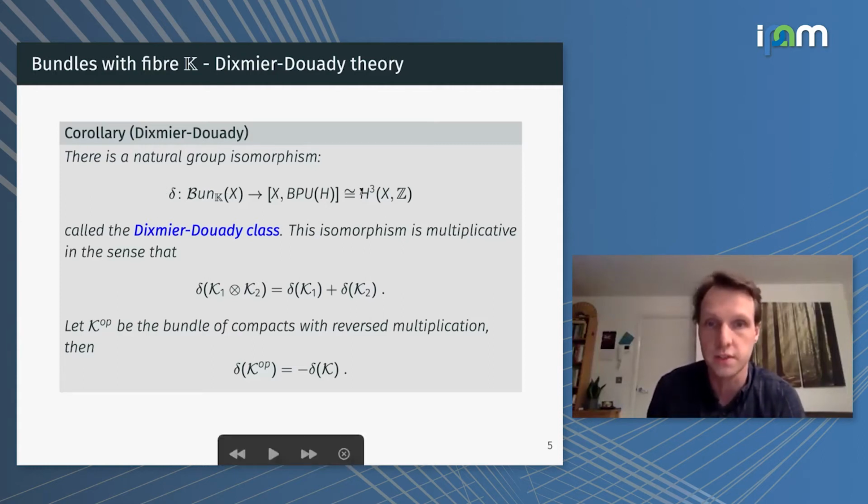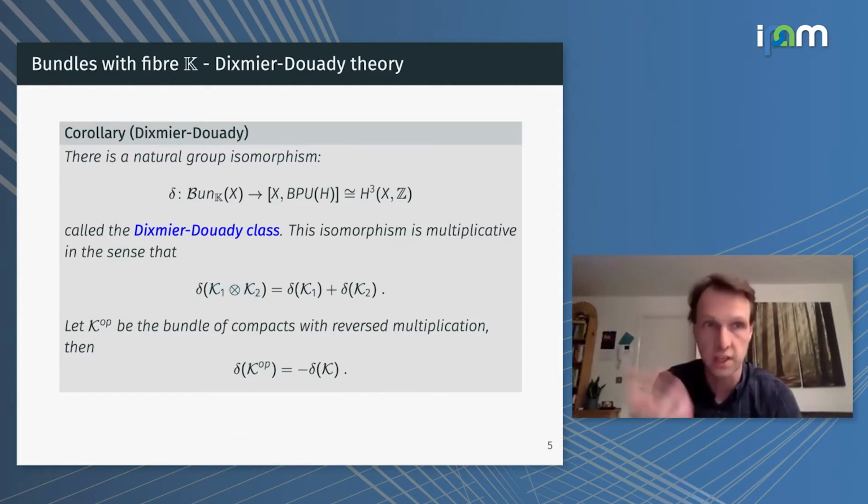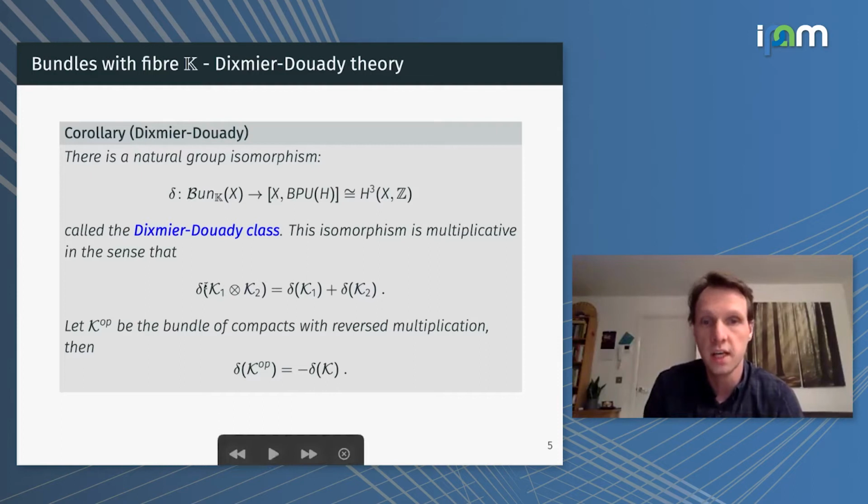So first of all, note that this codomain here, that's a group. And of course, then this is also a group. But the group structure is something that is intrinsic here, right? So I can take two bundles of compact operators and just take their fiber-wise tensor product. And then I get another bundle of compact operators. And that gives me a monoid structure on this thing here.